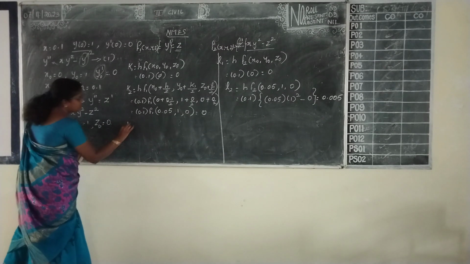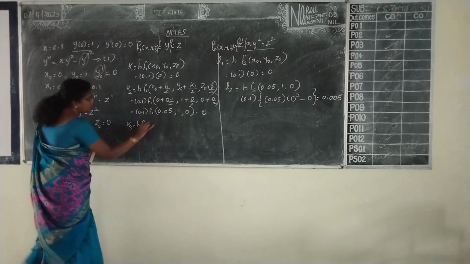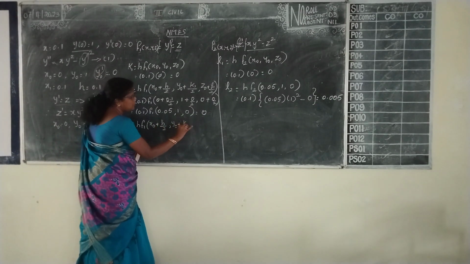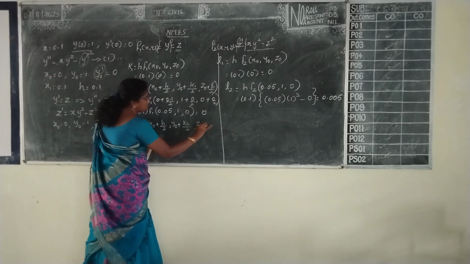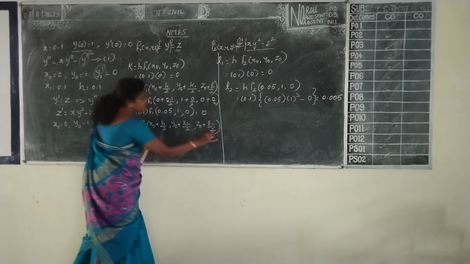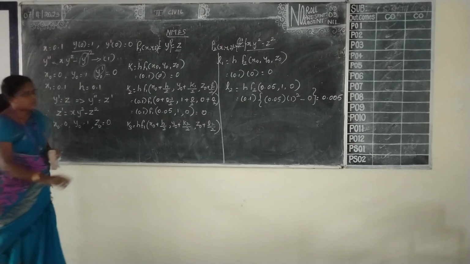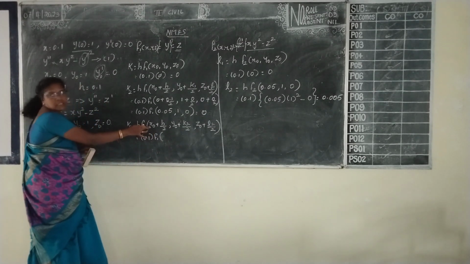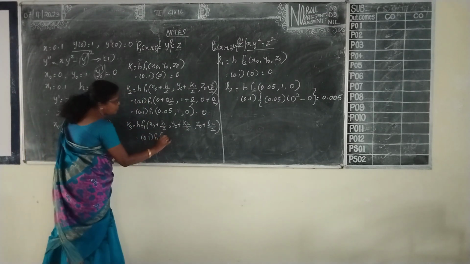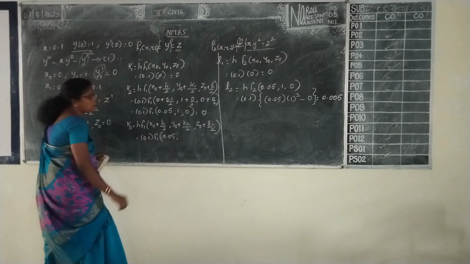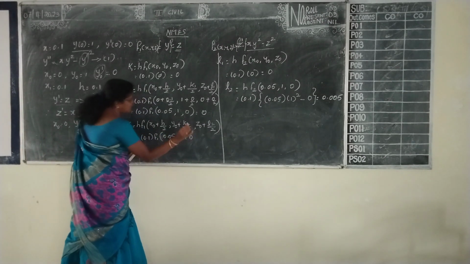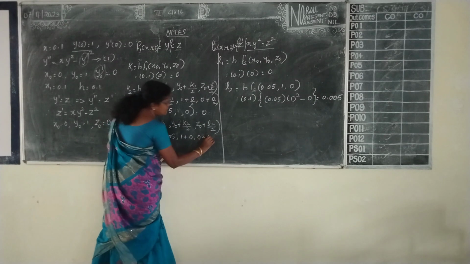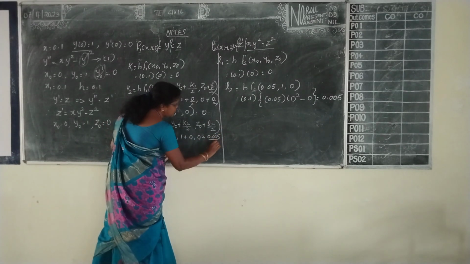Find what is K3. K3 is H into F1 of X0 plus H by 2, Y0 plus K2 by 2, Z0 plus L2 by 2. So this is equal to 0.1 into F1 of, the first term is the same as in the previous one, so it is 0.05. Y0 value is 1. Again K2 value is 0, comma, Z0 value is 0 plus L2 value, 0.005 by 2.